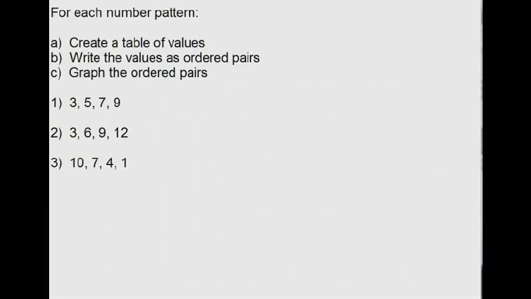To finish off our lesson on ordered pairs and graphing ordered pairs, I'm going to ask you to do a couple of things. For each number pattern, create a table of values. Remember to assign a variable to the term numbers and the terms. Write the values as ordered pairs, and then graph the ordered pairs. You're going to need to get yourself some graph paper and draw your x-axis and your y-axis to create your grid system. If you're able to do that, congratulations, you now have a firm understanding of ordered pairs and graphing ordered pairs.